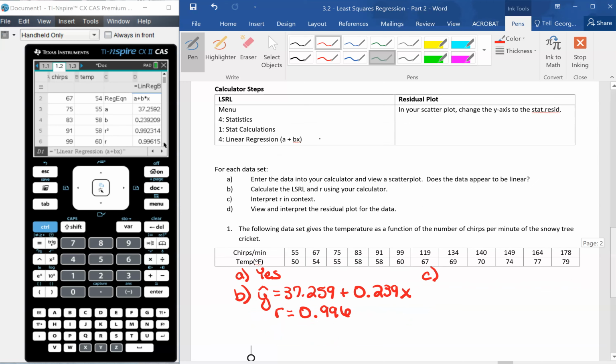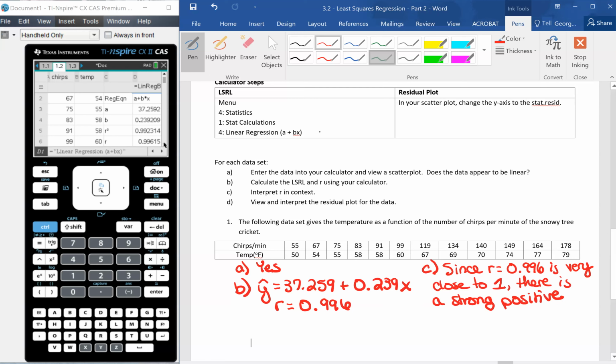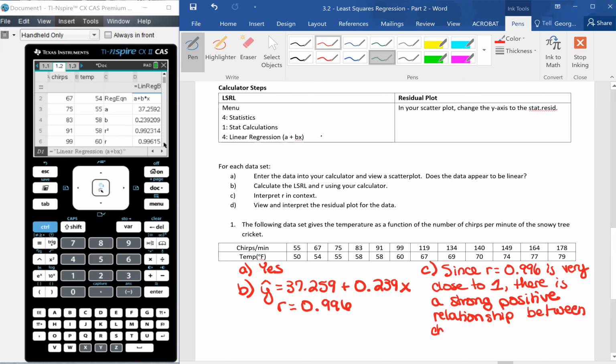So since that is really close, what we're going to go ahead and say is that since R equals 0.996 is very close to 1, there is a strong positive relationship between chirp rate and temperature.